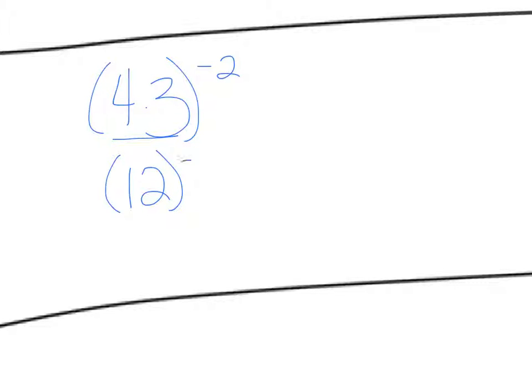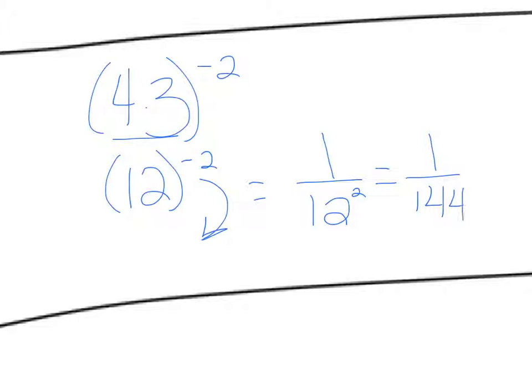Okay, next one. If I have 4 times 3, and we're going to raise that product to the negative second power. First way we could solve this one, think about your order of operations. What are you supposed to do first? Parentheses. So I need to take 4 times 3 first. So now I have 12 to the negative second power. If I want to make that negative 2 a positive 2, what do I do? Flip it to the denominator. So now I have 1 over 12 squared, or 1 over 144.